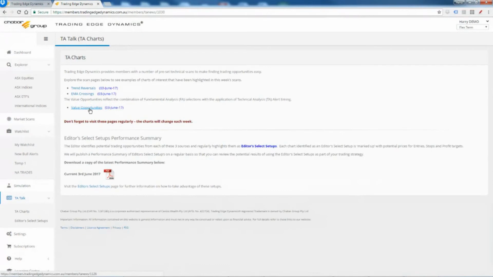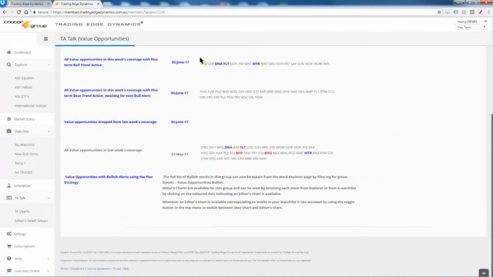If you're looking to see all the value opportunities, we'll just quickly look at those. We only publish the bullish ones, but if you want to see the ones awaiting bullish alerts that are currently sitting in a negative trend, we have a full list of those as well. We do the hard work here. We find the stocks, do the scans, analyze, find the EMA crossings, identify the trend lines, and the support and resistance lines. So the work is done for you. It's easy access and a good point to start looking for opportunities.